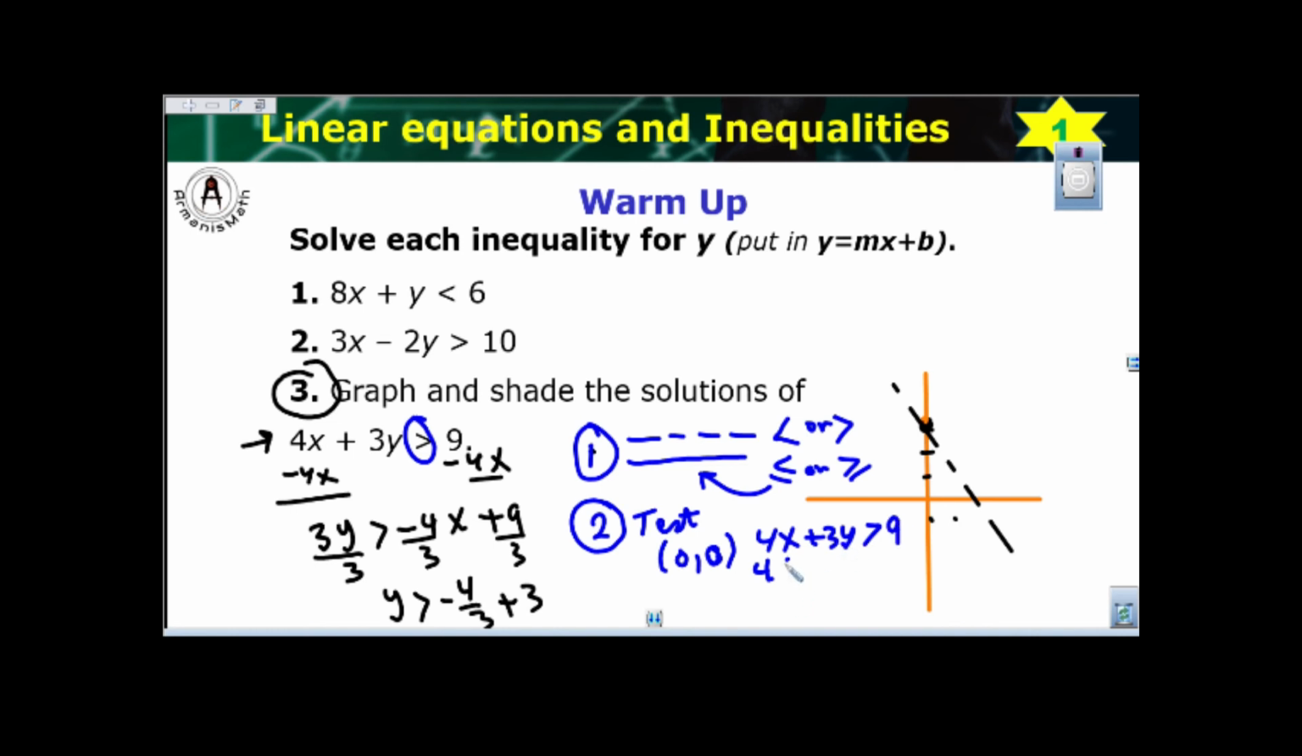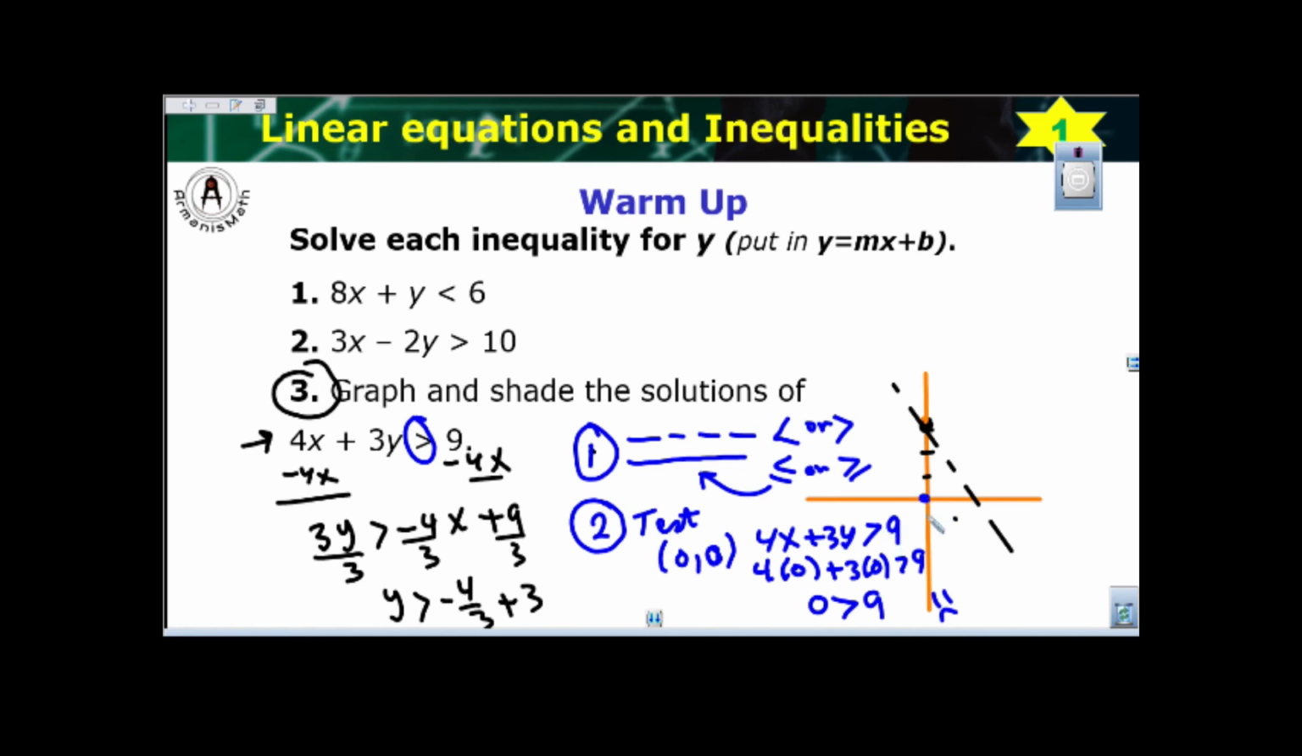So I'm going to say 4 times 0 plus 3 times 0. Is that greater than 9? Let's check. 0, 0, that's 0. Is 0 greater than 9? Is that true? That's not true. I'm sorry. So the region that you picked, which has the 0, 0, does not work.